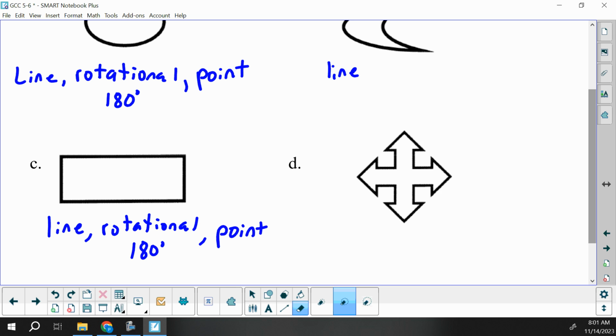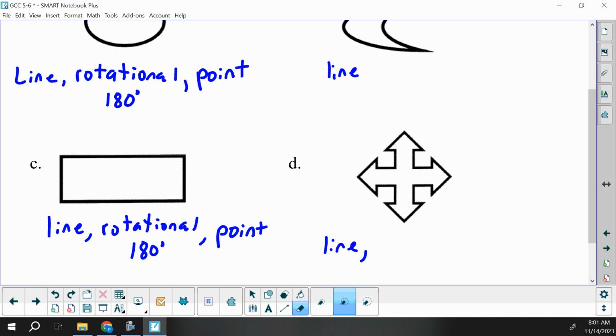And I should mention, if it didn't have any of these symmetries, we would just say none. So for D, we could have several line symmetries. We could have vertical, horizontal, and we also got diagonal. So a whole bunch of line symmetries there.